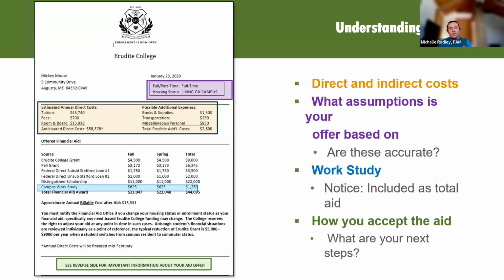This offer letter also provides information about how to accept the aid. That would be on the reverse side of the letter. But it's nice that they include that information right on there, in terms of what the next steps are if you want to move forward with accepting that offer from the school.